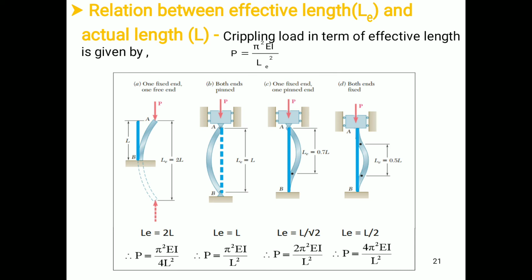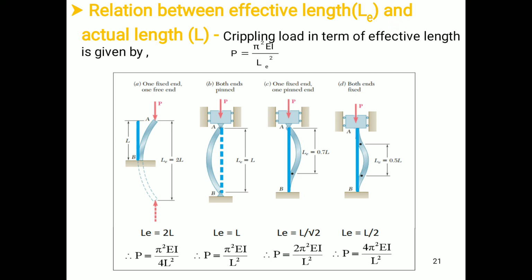After that, we have the second end condition, and that is the ideal one, with both ends pinned. Again we have the column AB, which is subjected to axial load P, and as both ends are pinned, the effective length will become L. So Le will be L only. So you put the value of L into the equation of crippling load. Again we will have pi square EI upon L square. So this is the ideal end condition.